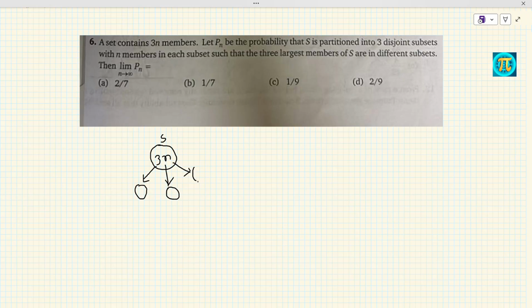Now let's name these sets X, Y and Z. I have named these X, Y and Z, and these sets contain an equal number of elements, that is n.